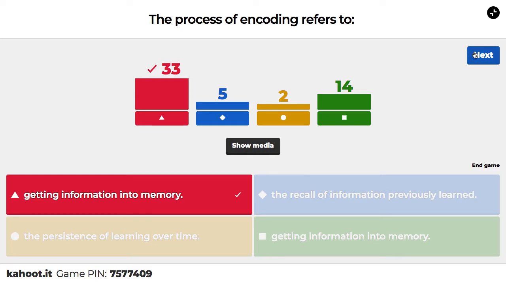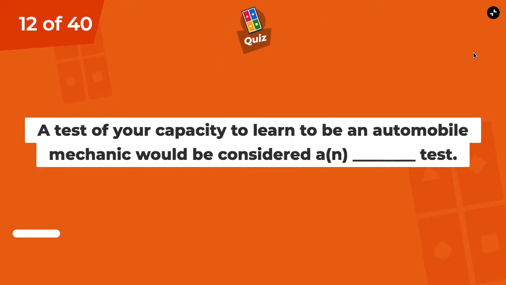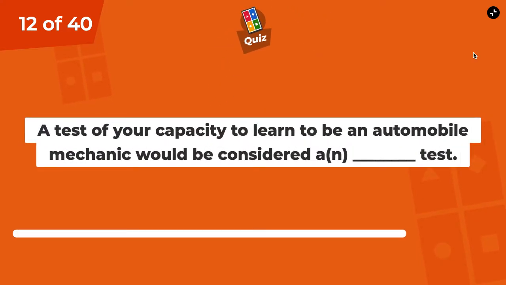Whoops. Yes, it's getting information into memory. Sorry about that. Yep. Oh. I'm scared.